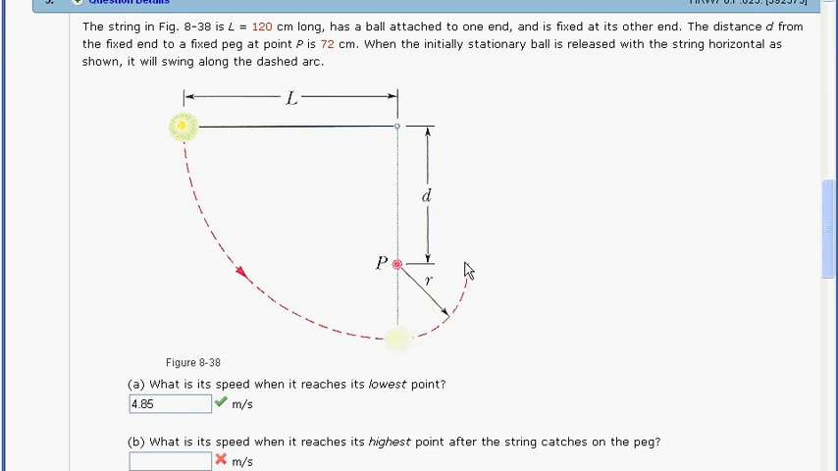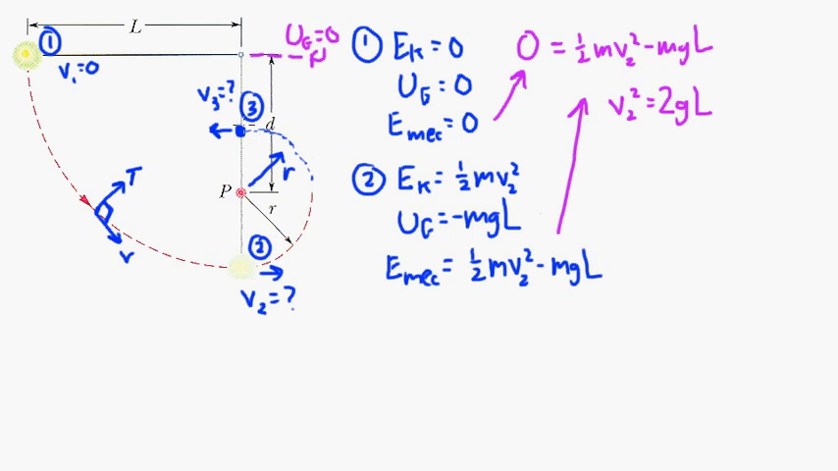Okay, and then what's its speed when it reaches its highest point after the string catches on the peg, after you go all the way around, up here? So let's do part C, state 3. Kinetic energy at that point is 1/2 m v3 squared, where v3 is its speed here. Potential energy due to gravity is tricky. How far down is this from the 0 point? Well, d takes you down to this peg here, but then it's r back up. So this is going to be negative mg times (d minus r).